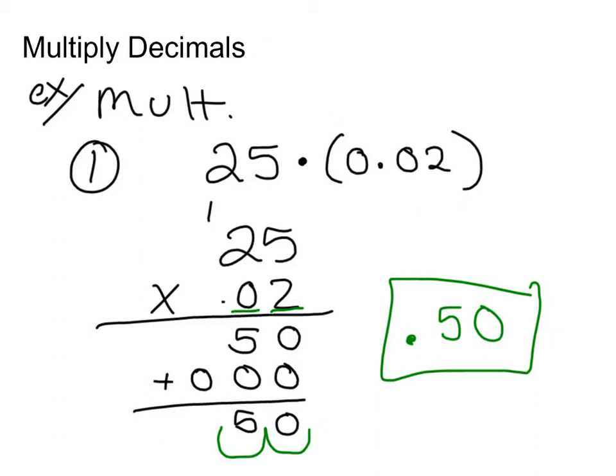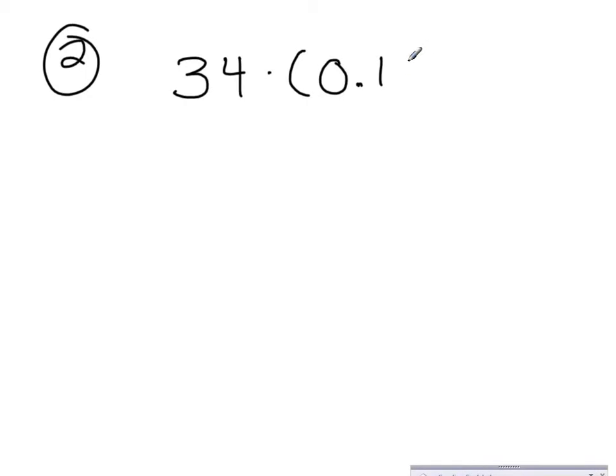Let's see another one, because you're like, oh, that's crazy, what happened here? So, our second problem. Let's make it a little bit more challenging. Let's say we have 34, and we're multiplying it by 0.15. Okay, so when we multiply this, we're going to have 34 times 0.15.